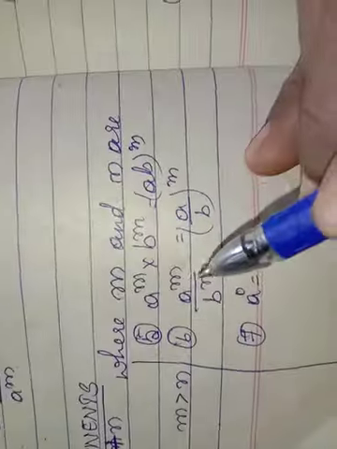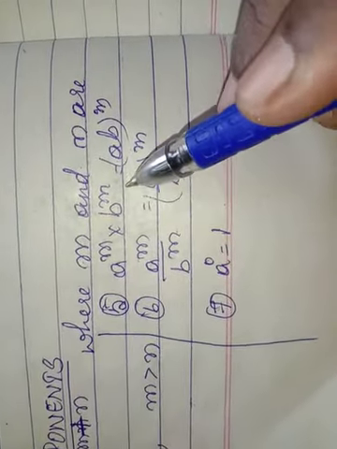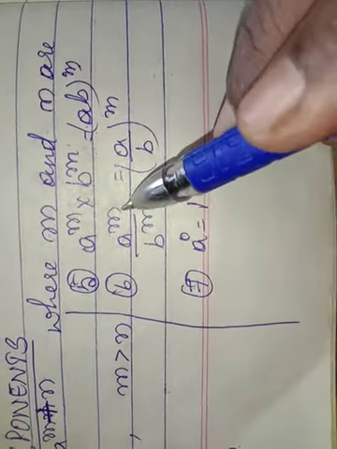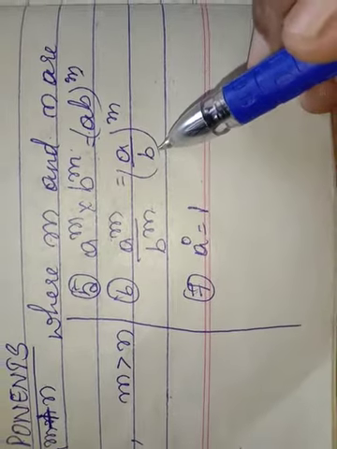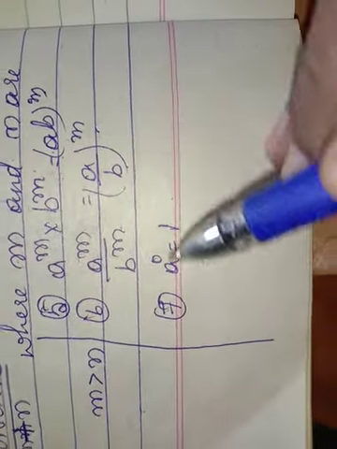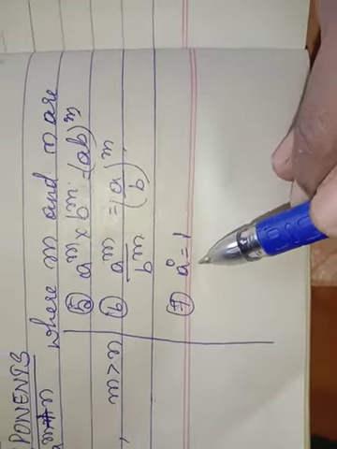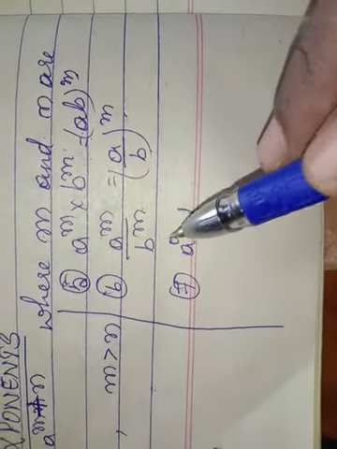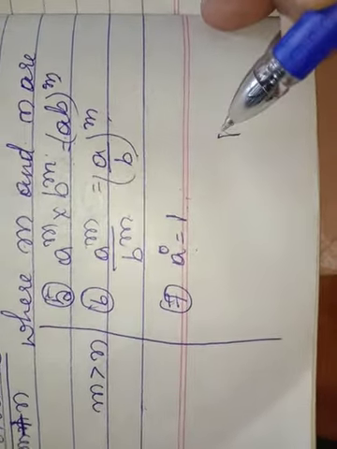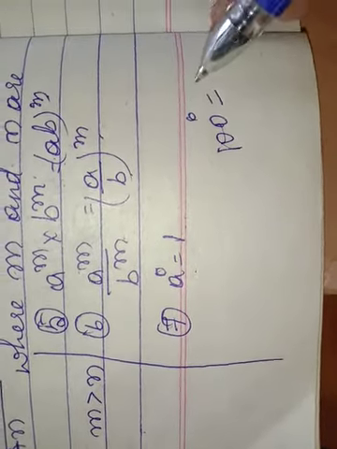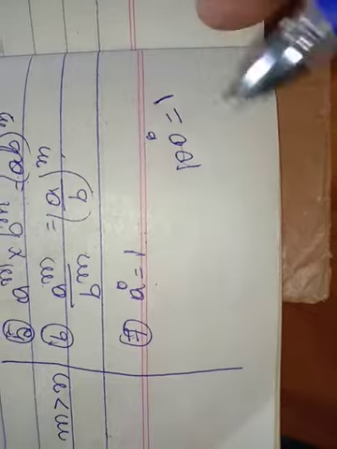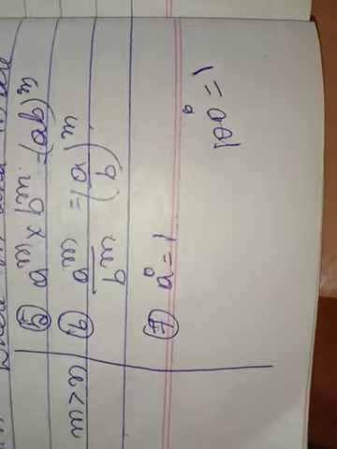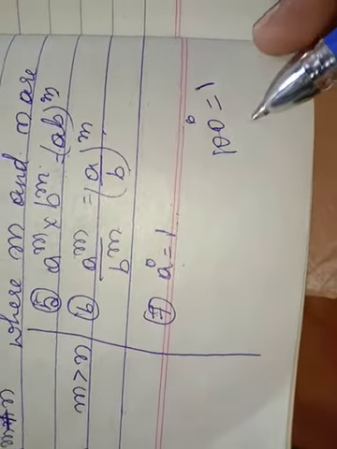Now let us see the fifth one: a to the power m into b to the power m is equal to ab to the power m. Sixth is a to the power m by b to the power m is equal to a by b to the power m. Seventh, as I just told, any number to the power 0 is always equal to 1. For example, a to the power 0 is equal to 1. 100 to the power 0 is also equal to 1. Understood? Any number, even lakhs, to the power 0 is also equal to 1. So this is how you have to write.